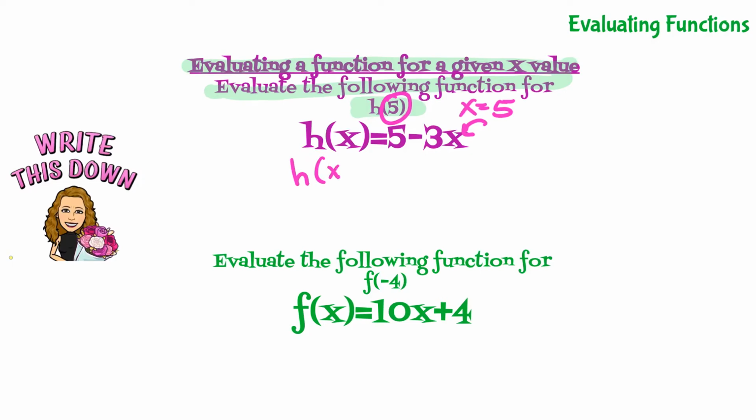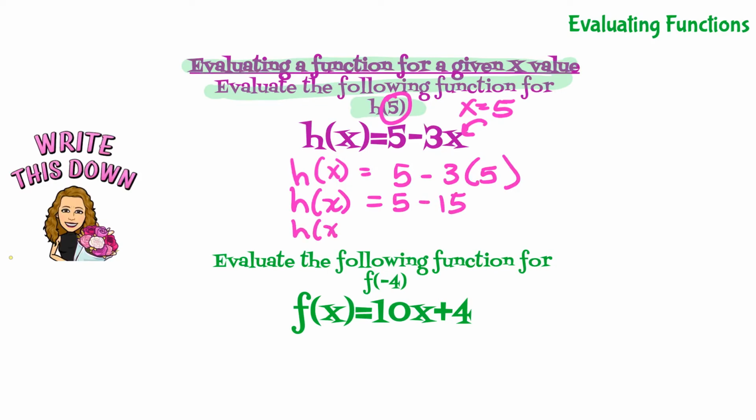So we write h of x is equal to 5 minus 3 times 5. H of x is equal to 5 minus 15. So h of x is equal to negative 10. So when you're seeing the equation where it says evaluate the following function for h of 5, it's telling us that here, instead of x, we're going to put a 5 in for any time we see x on this side of the equal sign.